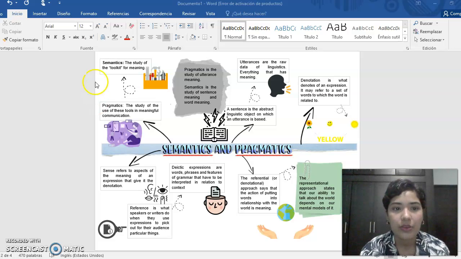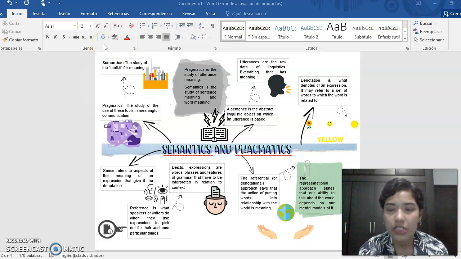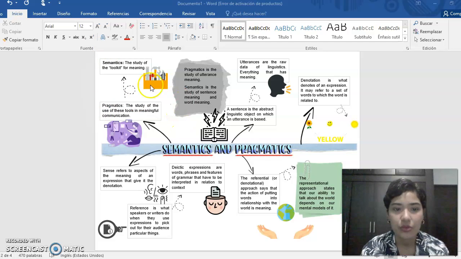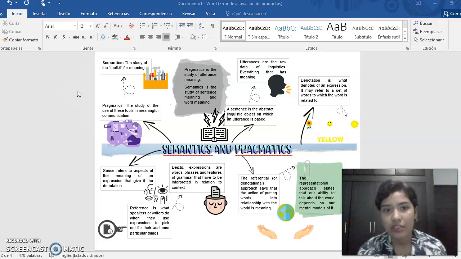First, I want to start with the concept of semantics, which is the study of the toolkit for meaning. Toolkit being the tools like grammar and words that we use to understand a language. Now, pragmatics is the study of these tools in meaningful communication, which means how we use these tools in the context of the language.